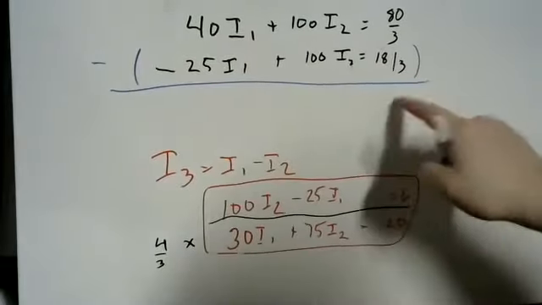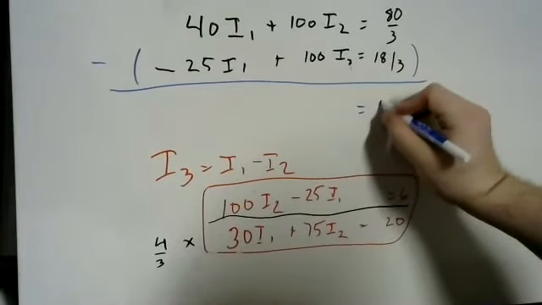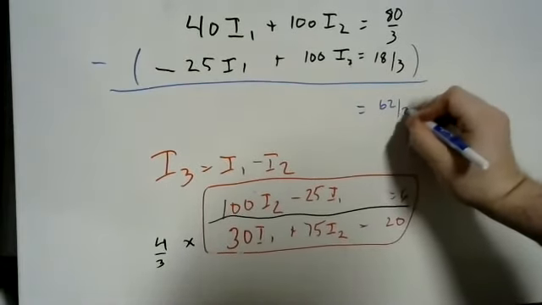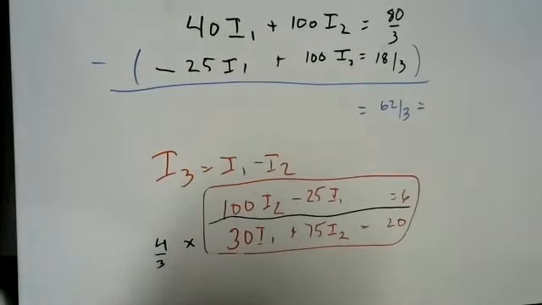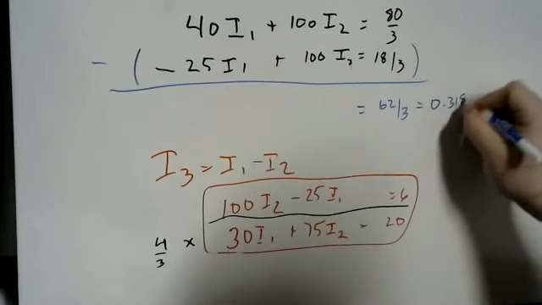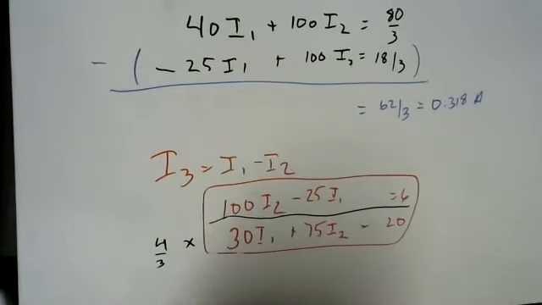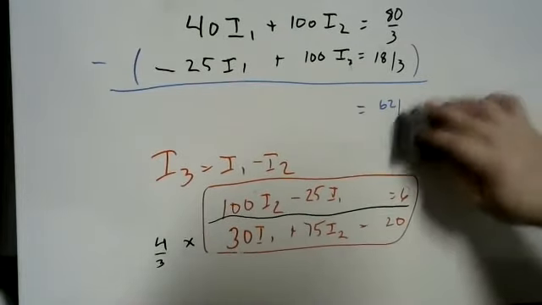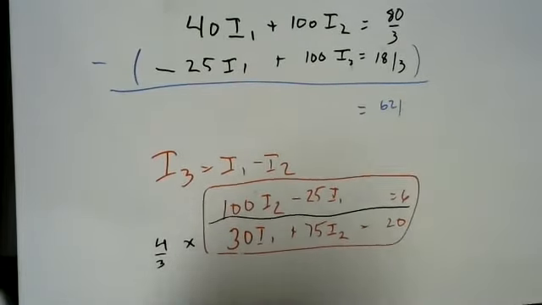So when I subtract them, the right side is going to be 62 over 3, which is 0.318. I know that's 0.318 amps. Nope, I've done that wrong. Just leave it as 62 over 3. Hint, that's what the answer for I1 is.